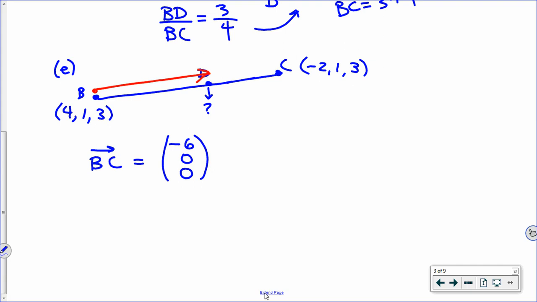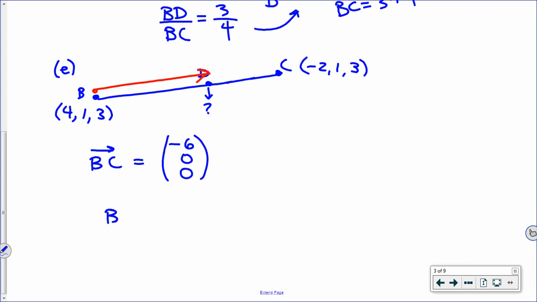So one approach we could do is to scale this thing all the way back to the size of 1 and then scale it up. So that would be called getting a unit vector. So that's one option. Or we can just think about the ratio that we know. So if the ratio of BD to BC is 3 over 4, right, that's what we just proved in the previous question, then we just want to take this vector, -6, 0, 0, and multiply it by 3/4. And then add it to the point B.